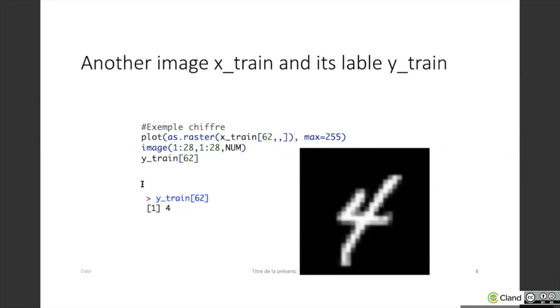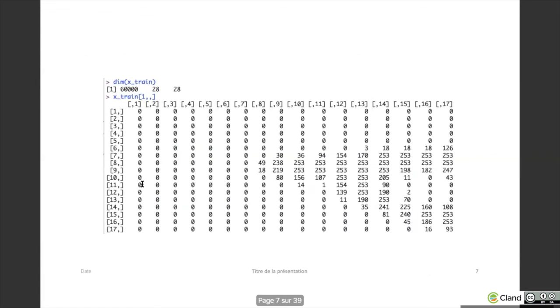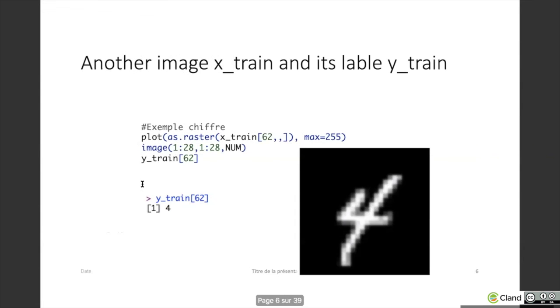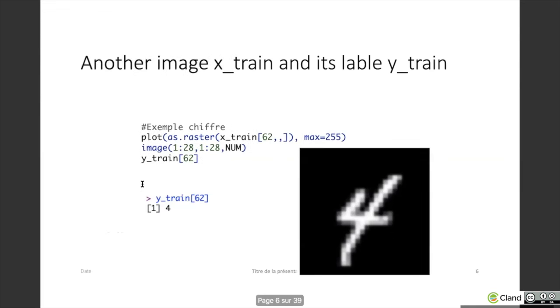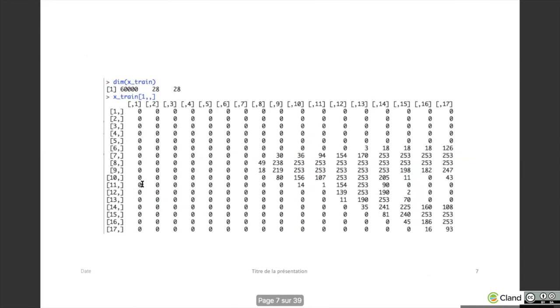And we have to build an algorithm in order to make the computer correctly identify whether the image represents 0, 1, 2, 3, 4, up to 9. So let's have a look at this one example of raster.